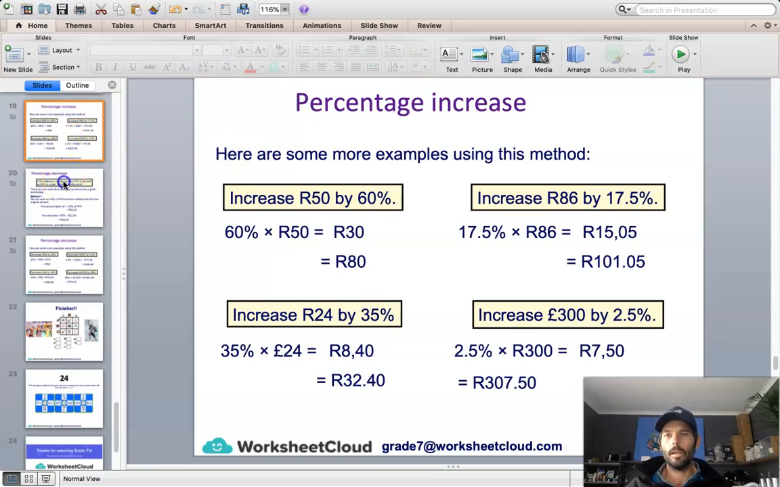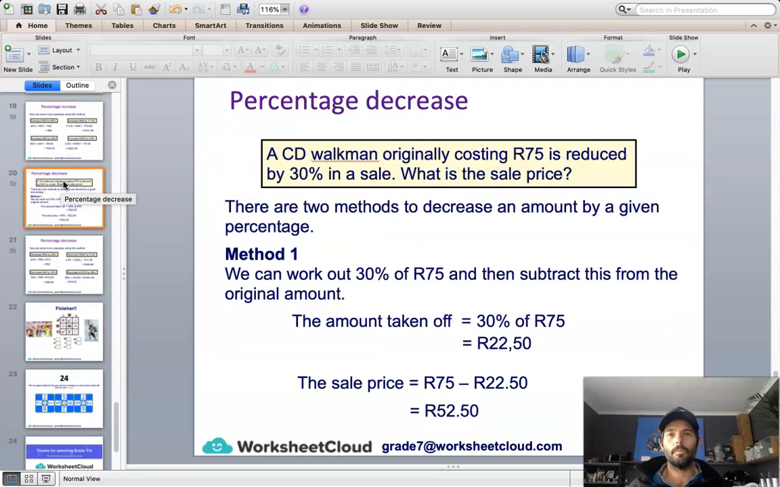Okay guys, then obviously the opposite of percentage increase is percentage decrease, and you work this out exactly the same way, except now you subtract. Okay, so for this example, a CD Walkman originally costing 75 Rand is reduced by 30% in a sale.